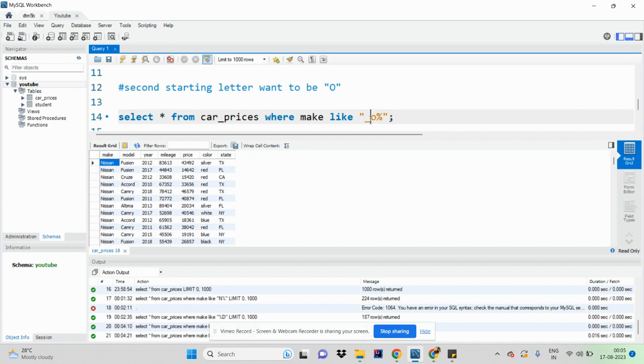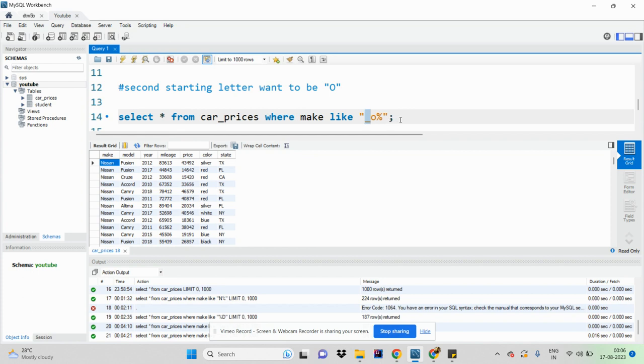Before O it can have only one character. What is the meaning of underscore? Before O it can have only one character. That means the first letter can be anything, the second letter must be O, and then it can be any length of characters.